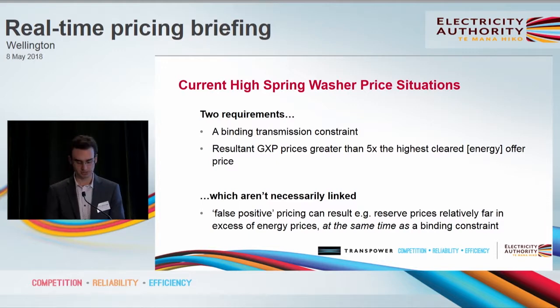You get situations from time to time where those 2 factors which contribute to the high spring washer pricing situation aren't actually necessarily linked. So you get some situations where, especially at very low pricing, for instance, if you had, say, a cleared energy offer of 3 cents and a cleared reserve offer which might be 20 cents, the total price at a GXP might be 20, 23, 25 cents, something like that. But that's up to 20 times, a significant multiplier on the highest cleared energy offer. So there is a situation where you get that price disparity.